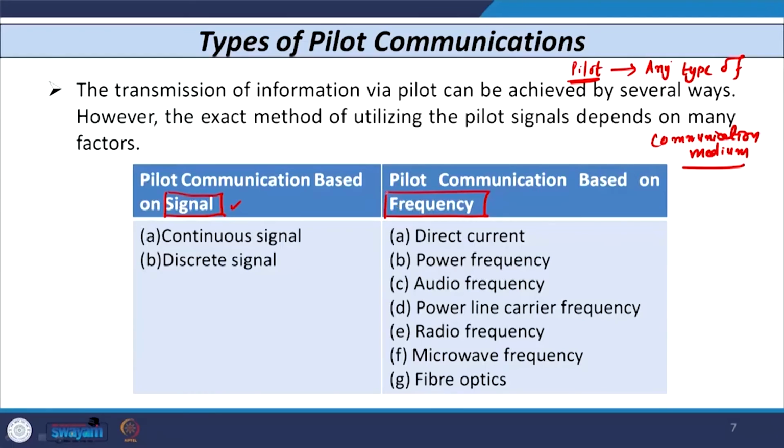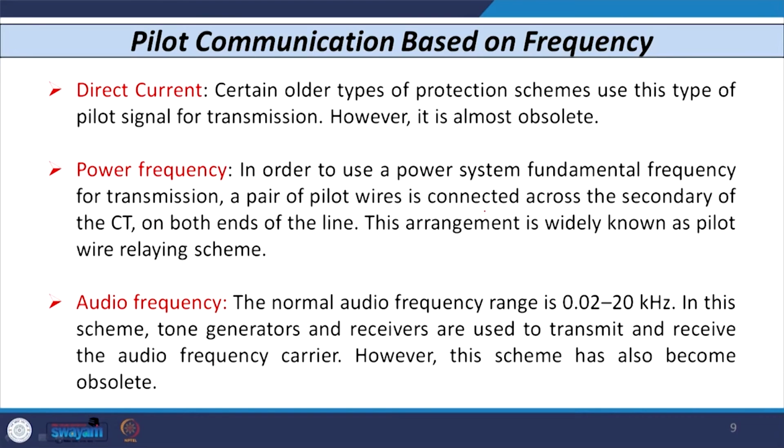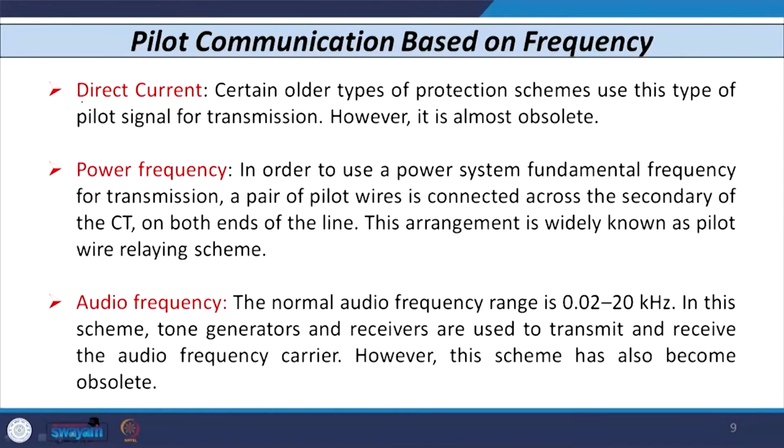Now, let us discuss how the pilot communication is carried out based on frequency. When we use the frequency, let us see what the different frequencies are by which the utility transmits the signal from one end to the other end. The first is based on direct current. This type of method was used earlier and nowadays it is not used. So, we start with the second one, that is based on power frequency.